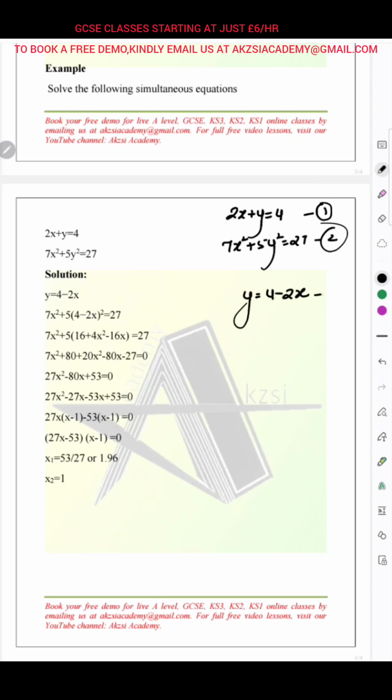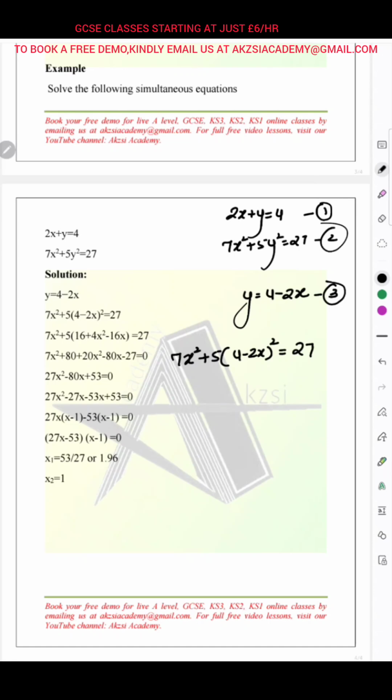Now let's say this is equation 3. I have just rearranged the first equation. That's all I did. I need to substitute this value of y here in the second equation. So that will give me 7x squared plus 5 times 4 minus 2x whole squared is equal to 27.